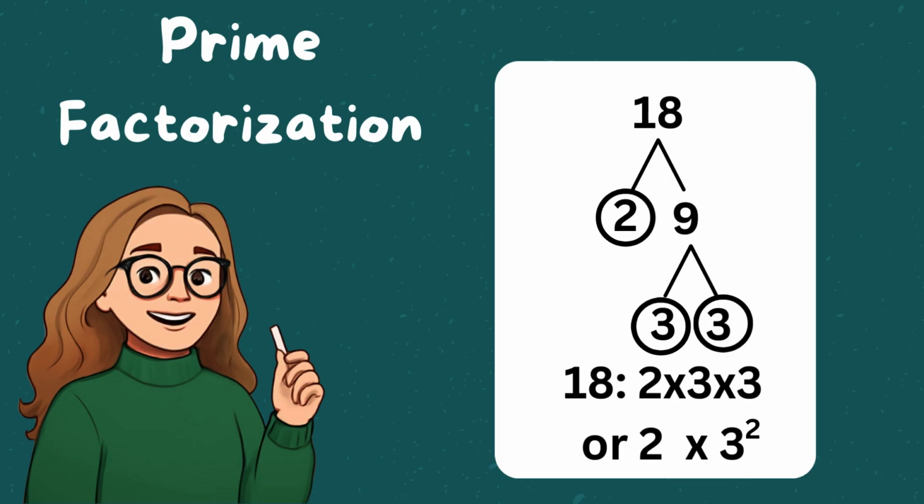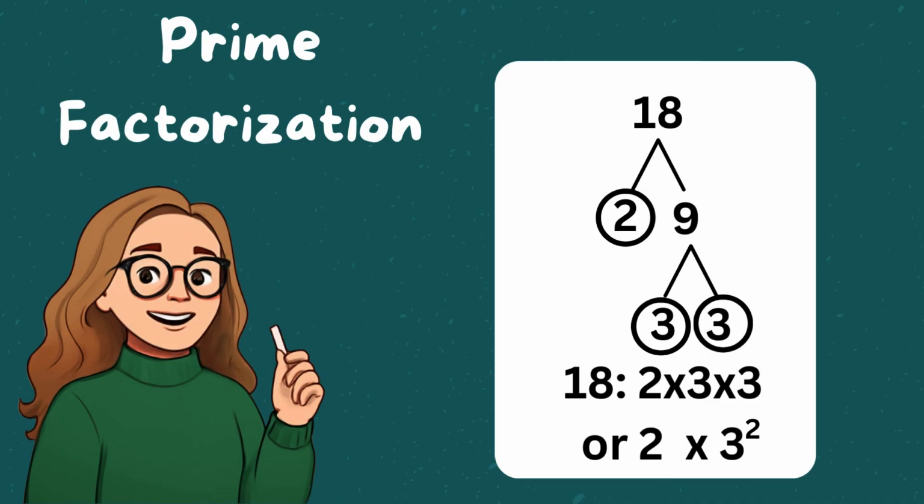And so then we're going to go over to the number 9. Is 9 prime? It is not, because more than just 1 times 9 gives you 9. So then we're going to factor down a little bit lower, and we're going to say what two numbers multiply together to give us 9. That's 3 times 3. So we're going to circle 3 and 3 because they are both prime numbers.